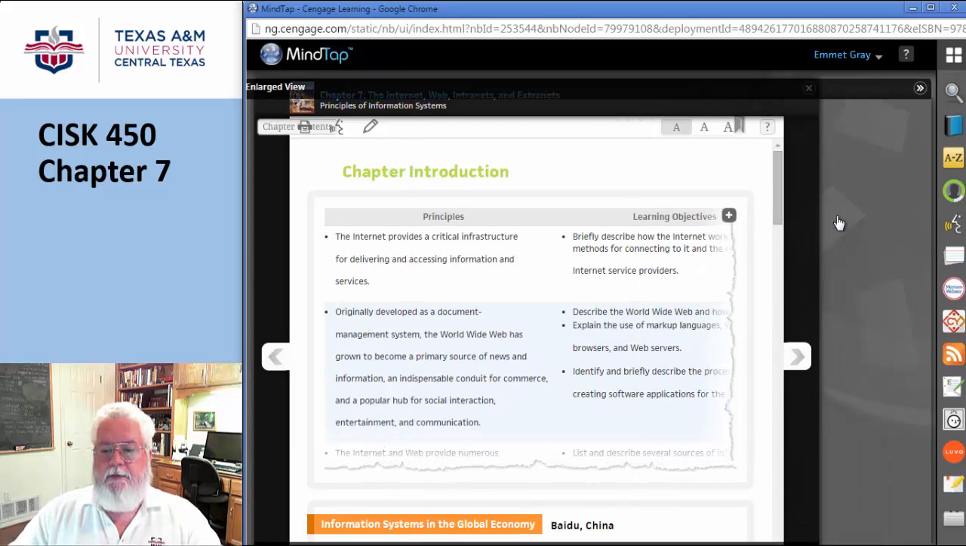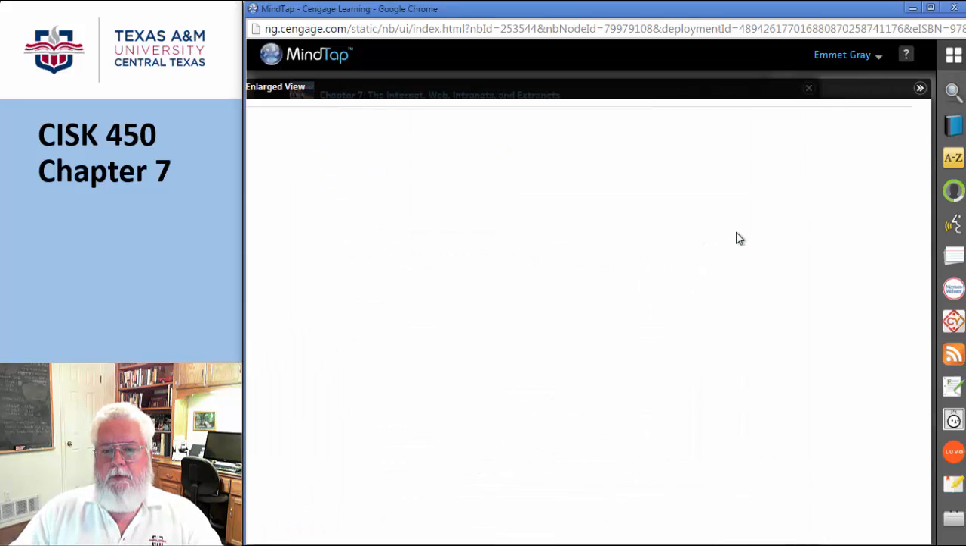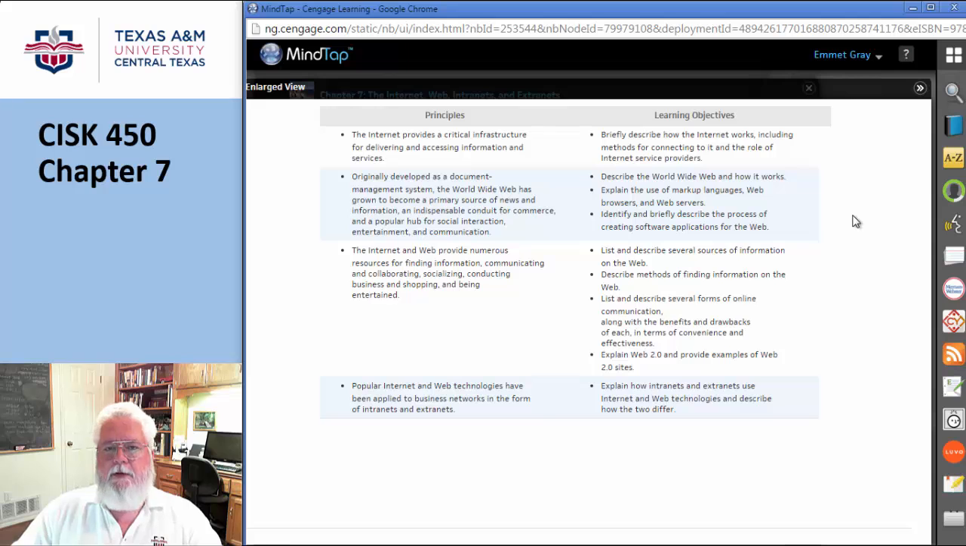So here are the things you're supposed to learn. Briefly describe how the internet works. I'm not getting into terrible details and mechanics, but just generally speaking, how does the internet work? To include methods of connecting and the role of internet service providers. Describe the World Wide Web. Explain the use of markup languages, browsers, that kind of stuff.